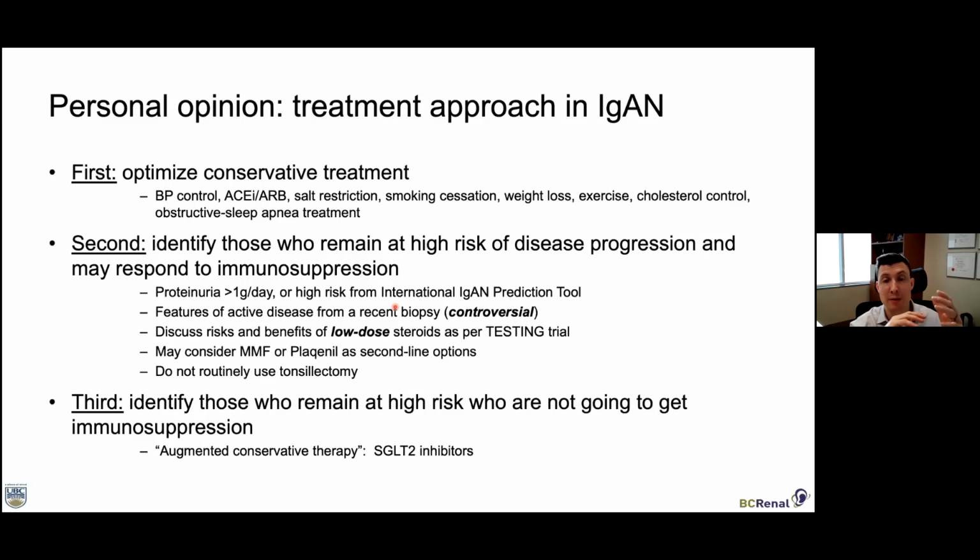I then discuss the risks versus benefits of lower dose steroids according to the TESTING trial protocol. I may consider MMF or Plaquenil as second-line options, but the evidence to support that is quite weak. And I do not personally routinely use tonsillectomy for the treatment of IgA nephropathy. And finally, if I identify people who remain at high risk of progression, but in whom I'm not going to give immunosuppression, then I consider what I call augmented conservative therapy. And that would be considering an SGLT2 inhibitor drug like dapagliflozin based on the study results that I showed previously.